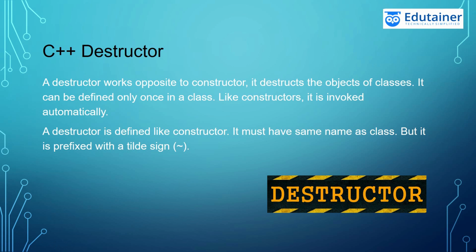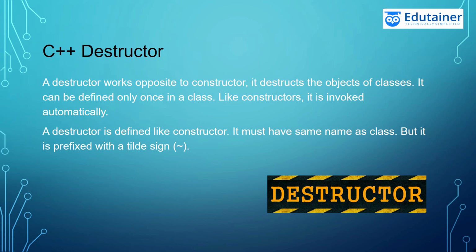Destructor. A destructor works opposite to a constructor. It destructs the objects of classes. It can be defined only once in a class. Like a constructor, it is invoked automatically. So a destructor is totally opposite to the constructor. It helps us to delete, or destruct, the objects that have been created in the class.